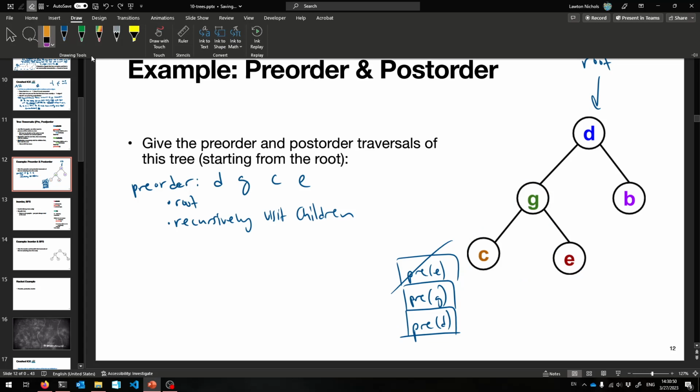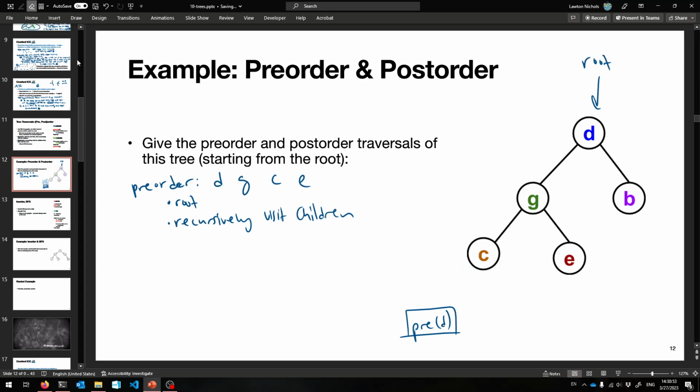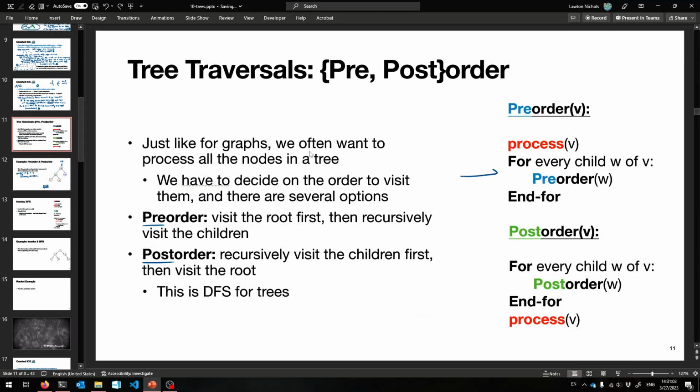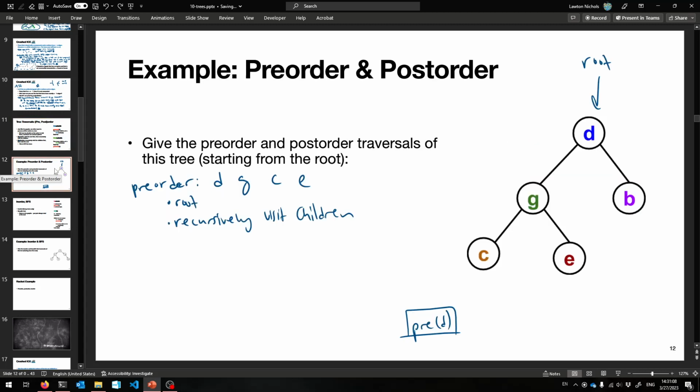Pre-order D was waiting to visit the left child. It has to visit the whole subtree. And then now it's ready to visit B. So remember it's waiting in this loop. Just visited one of its children, it needs to visit the other now. So it's going to visit B. So we call pre on B. And then, of course, it will visit itself. B, all of its children, there are none. It returns. D is finally finished visiting both of its children, and so it returns too. And so this is the pre-order order: D, G, C, E, B.